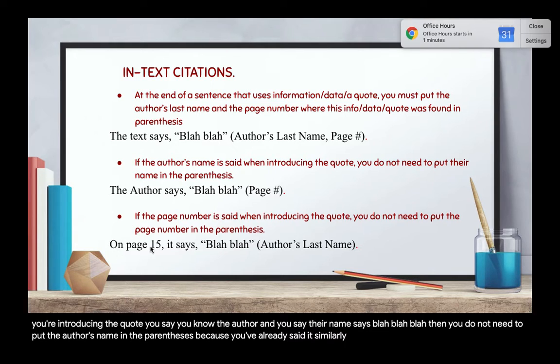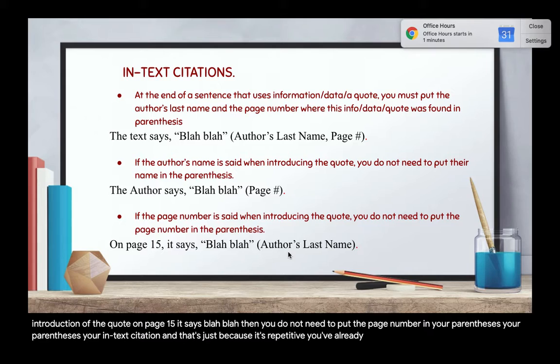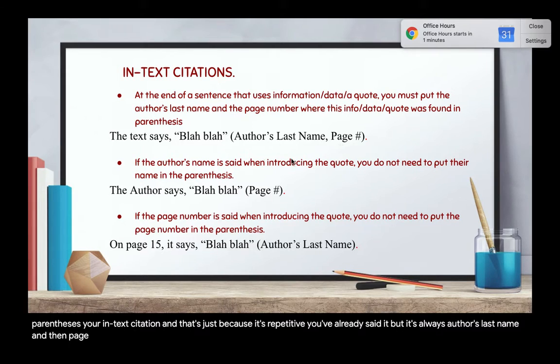Similarly, if you say the page number in your introduction of the quote, on page 15, it says blah, blah, then you do not need to put the page number in your parentheses, your in-text citation. That's just because it's repetitive. You've already said it. But it's always the author's last name and then the page number. And if you've already said one of those, then you don't need to repeat yourself in the parentheses.